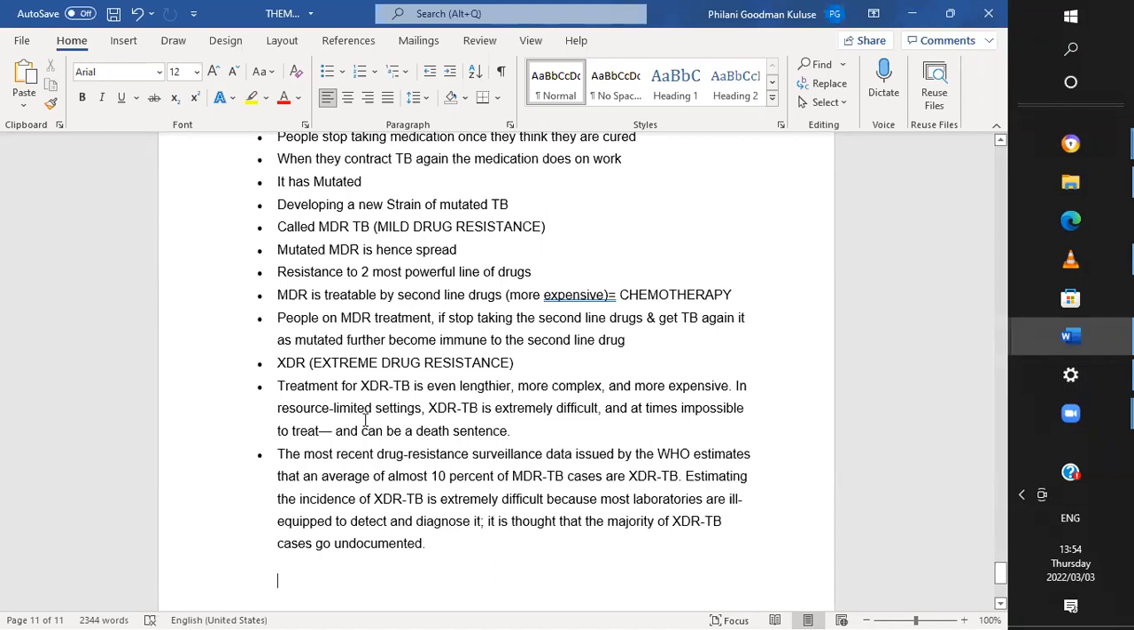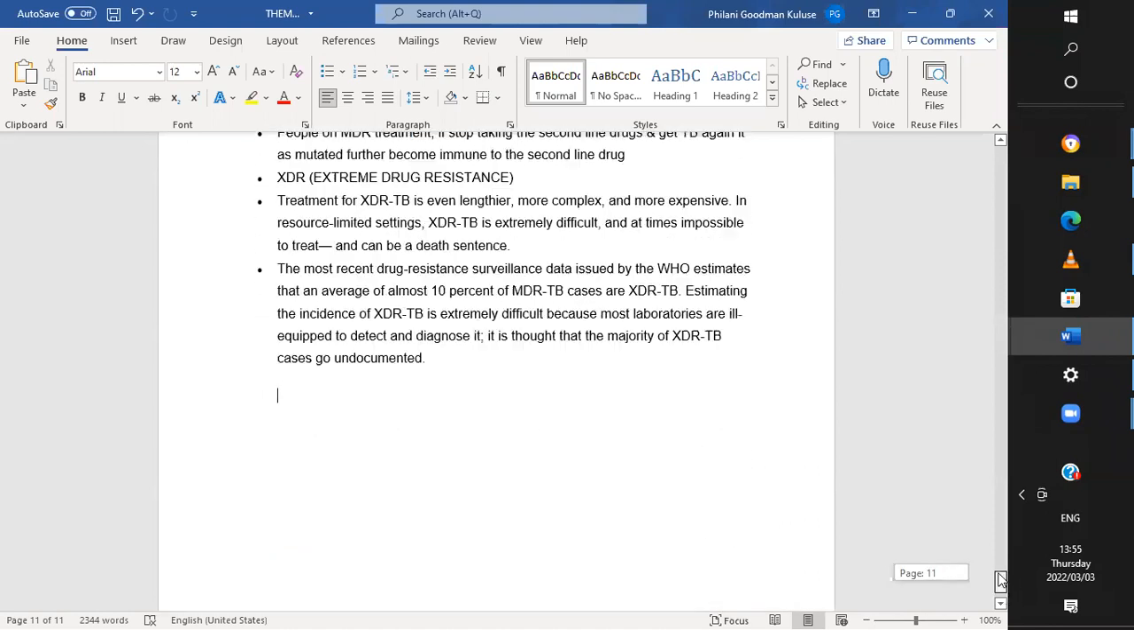The most recent drug-resistant surveillance data issued by the World Health Organization estimate that an average of almost 10% of MDR-TB cases are XDR-TB. So you see how TB is no longer viewed as a chronic, let me not call it chronic, as an illness that has transformed and advanced. It has outperformed our biomedicine, which is part of us.